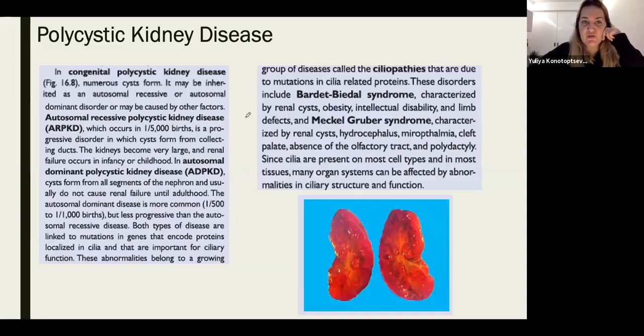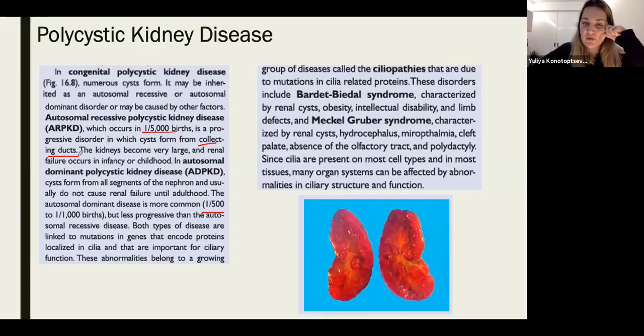There are two types of them, recessive and dominant. Recessive is less common, dominant is more common. The difference between them is in which part of the kidney the cysts are going to be. In the recessive polycystic kidney disease, the cysts are going to be in the collecting ducts only. So you will only find cysts in the collecting duct.